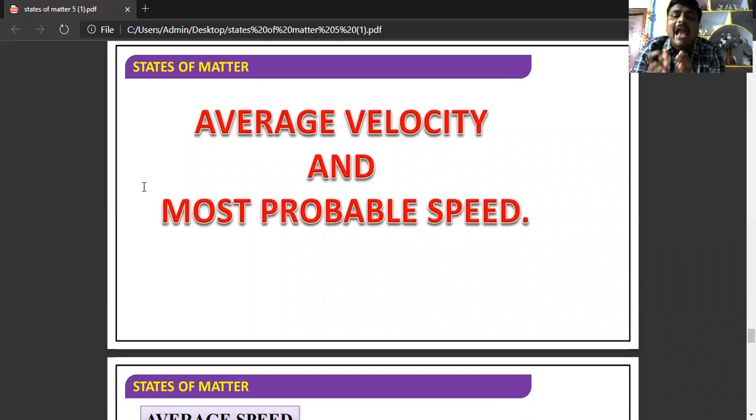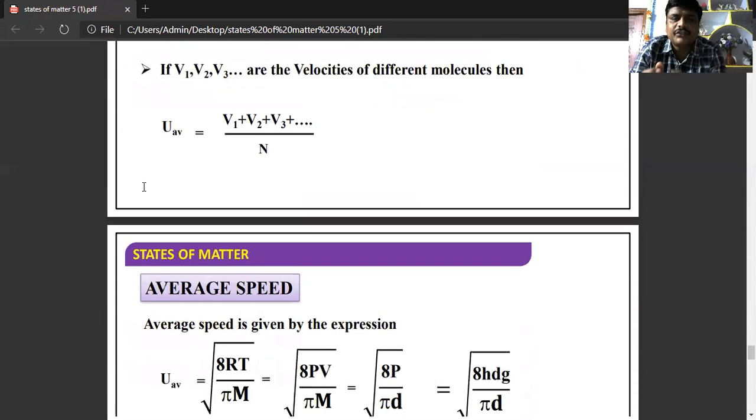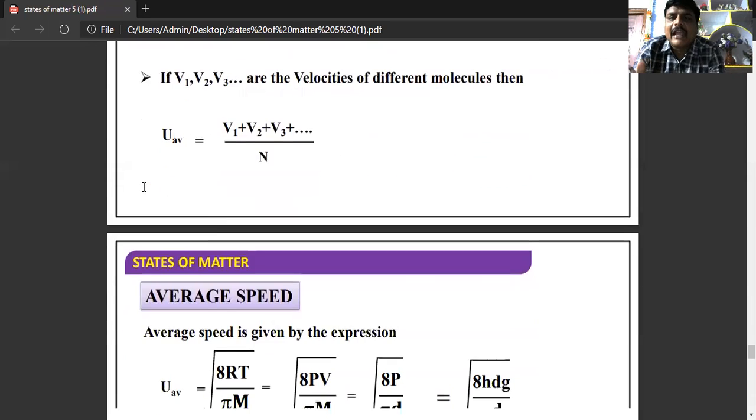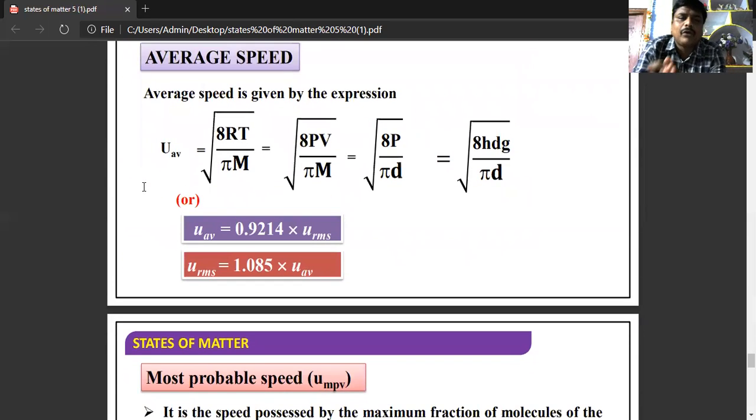So next one, average velocity. Average velocity or average speed is the average of the velocities of different molecules at any instant at a given temperature. So if V1, V2 and V3 are the velocities of different molecules, average velocity is equal to V1 plus V2 plus V3 and so on, by capital N, where N is the number of molecules.